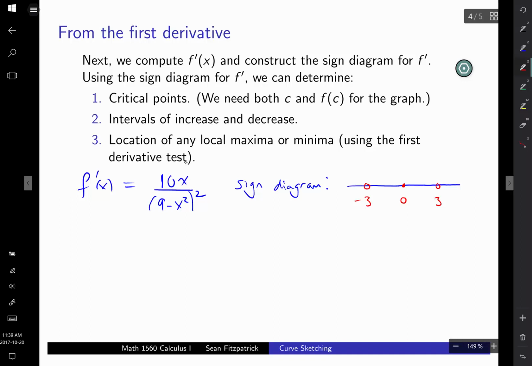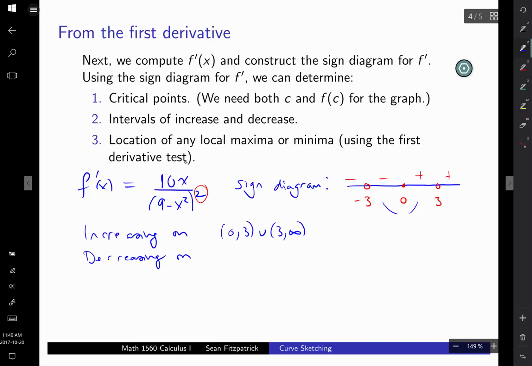Well, the bottom is never negative, right, because of the square, so the only thing that matters is whether x is positive or negative, so we get a sign diagram that looks like that. And we can see that at 0 we go from decreasing to increasing, so we're looking at a minimum there. So we can say that our function is going to be increasing on, well, from 0 to 3, and from 3 to infinity. I'm leaving out 3 because the function is not defined there, so we don't include 3.